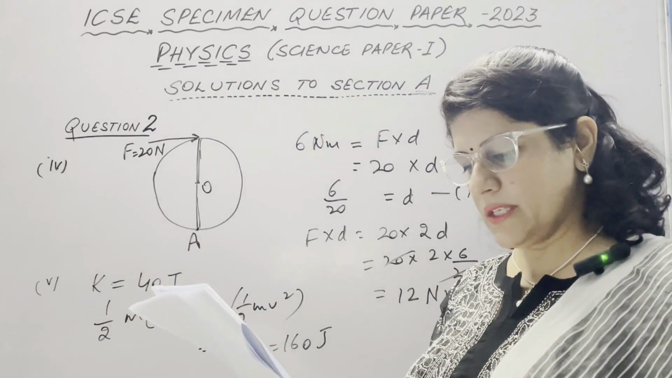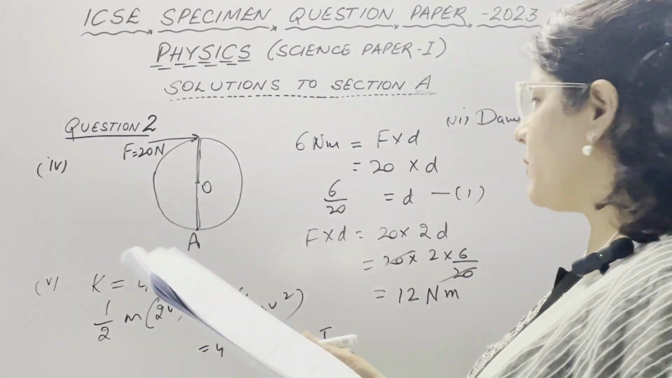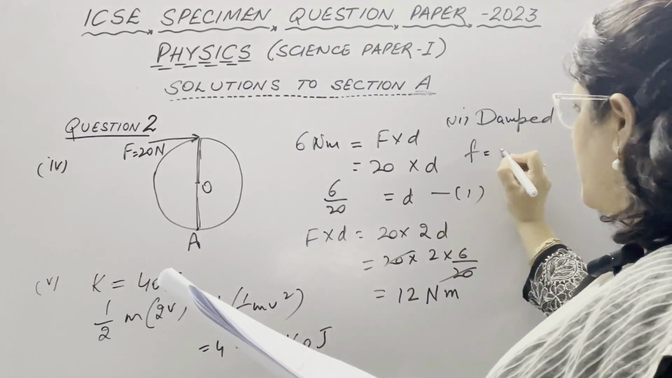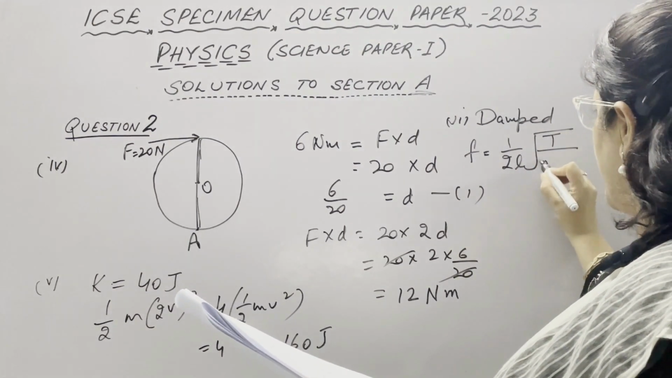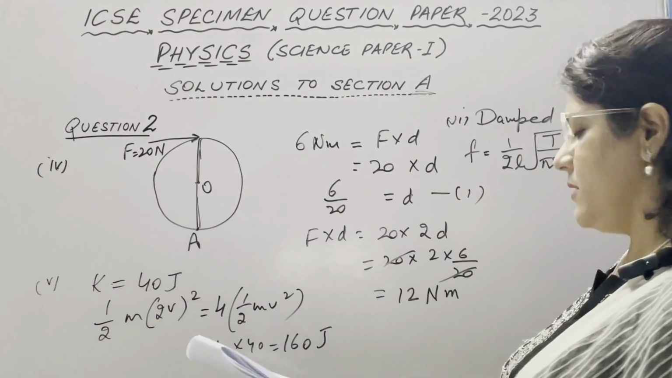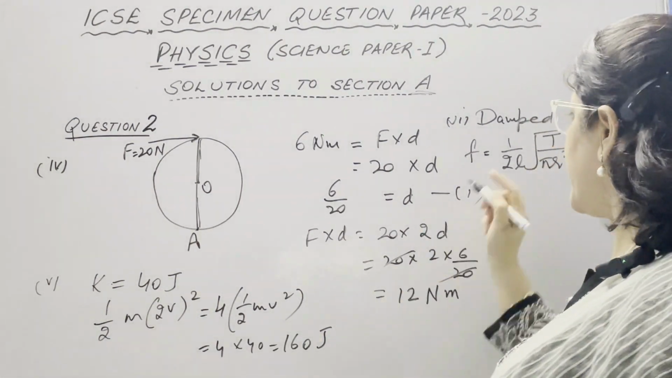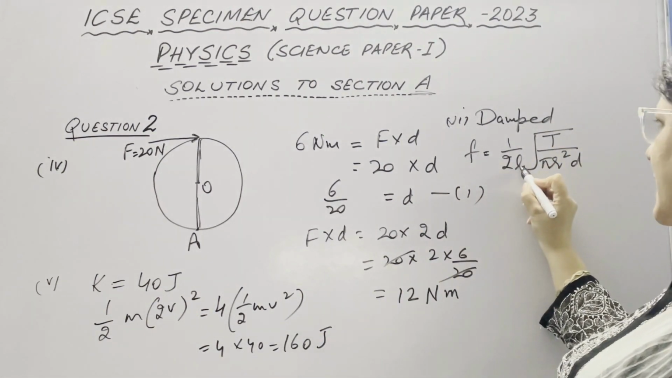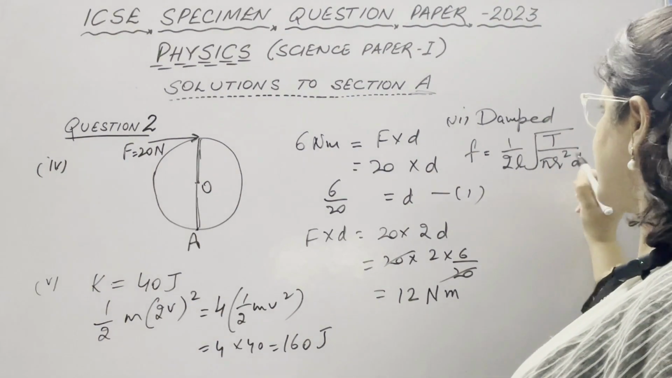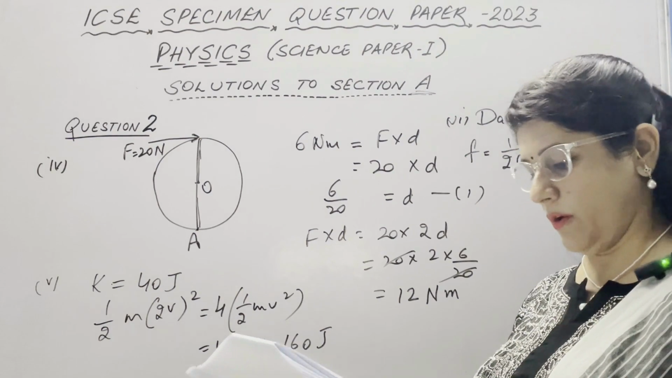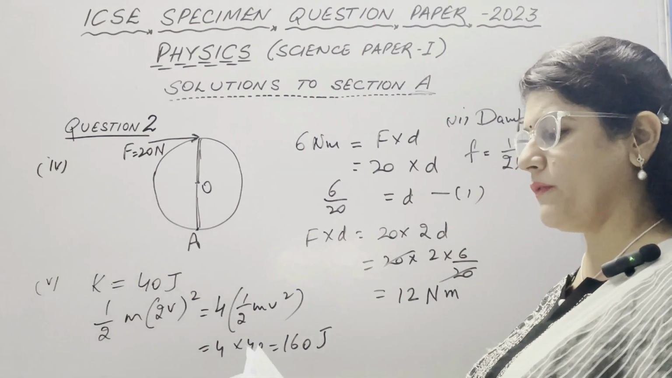State one way to decrease the frequency of this vibration. We know the relation F is equal to 1 upon 2L under the root T upon pi r square D. So, if we want to decrease the frequency, we need to increase the length, or increase the radius, or increase the density, or reduce the tension. We can write any one of these points.